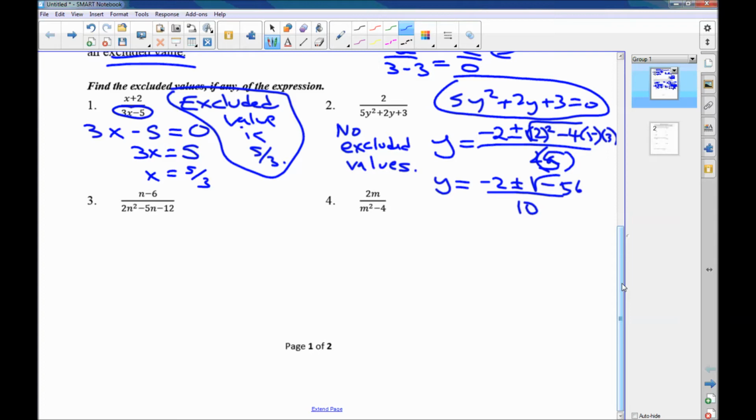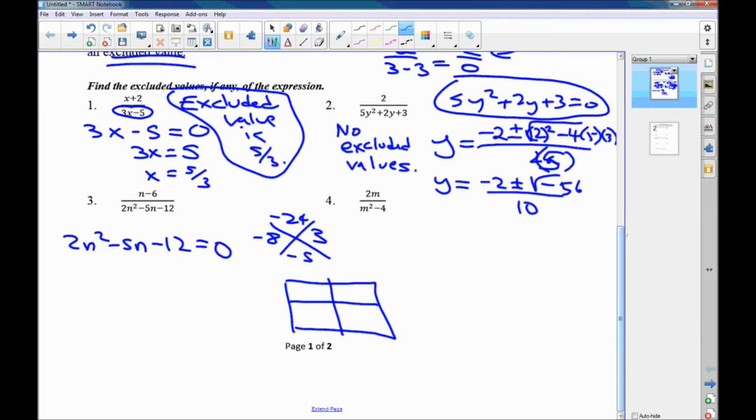All right. Number 3, we have n minus 6 over 2n squared minus 5n minus 12. So once again, we don't want the bottom to be 0. So we just set it equal to 0 and try to solve to see if there's any excluded values. If I do my little x here, this is going to be negative 24 on top and negative 5 on the bottom, and that would factor to negative 8 and 3. So I can do my box here. I don't have to resort to the quadratic formula or something like that. And we're going to put 2n squared, negative 12, and then we'll split that into negative 8n and positive 3.